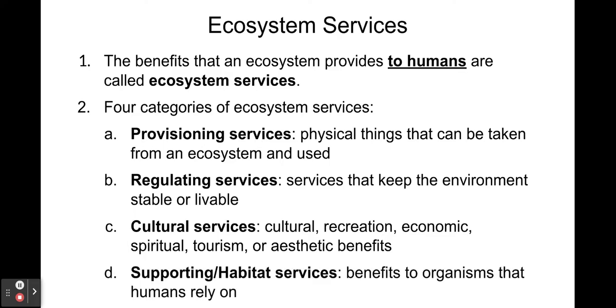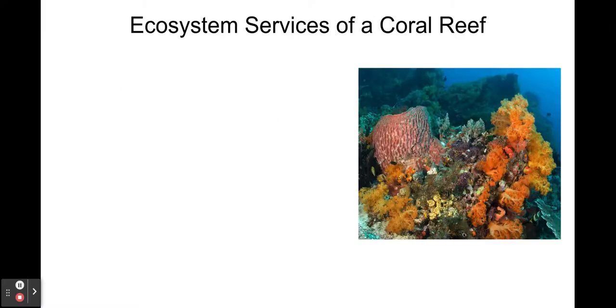And our fourth category is supporting or habitat services. These are benefits provided to organisms that humans rely on. So, I'm going to show you a bunch of examples from all four categories for a particular ecosystem. The ecosystem that we'll use as our case study is a coral reef.